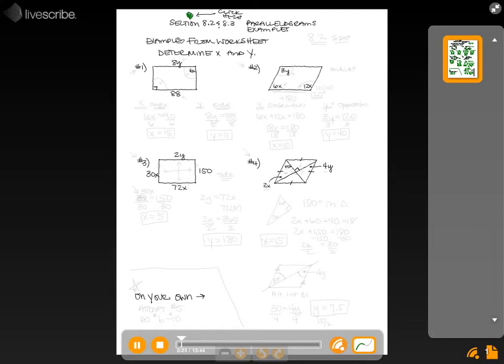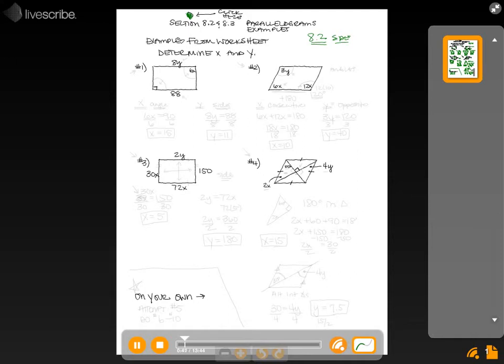So, what I need you to do is make sure you have the worksheet with you. We're going to work out the first 4 examples on the 8.2 side. Okay? We're only going to do the 8.2 side right now. So make sure that you're on that side of the worksheet and you have the worksheet with you so that you can work these out. Alright, the directions for all 4 of these say to determine x and y.